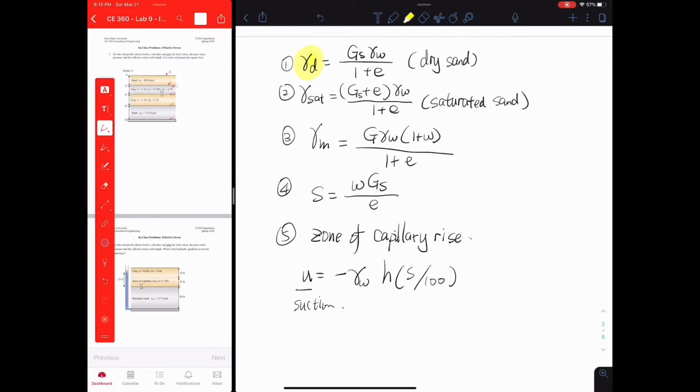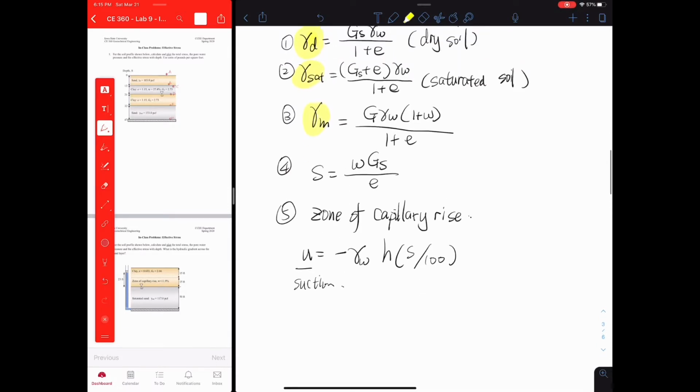The first one is how we calculate the gamma d. We use gamma d for the dry soil, not sand, it's the dry soil. Okay, and we use gamma sat for the saturated soil. That is how we calculate the gamma sat. Okay, and for the moisture unit weight, we calculate it in this manner. And for the S, the degree of saturation, we calculate it by the fourth equation. And for the last one, that is the zone of capillary rise, we calculate the pore pressure, which is the suction, by this equation.